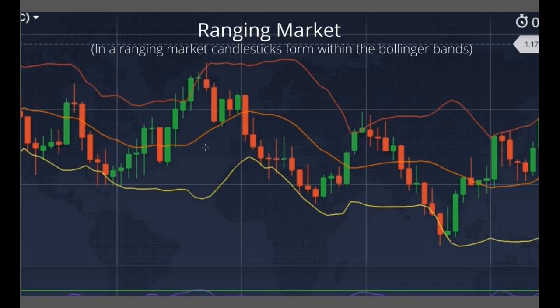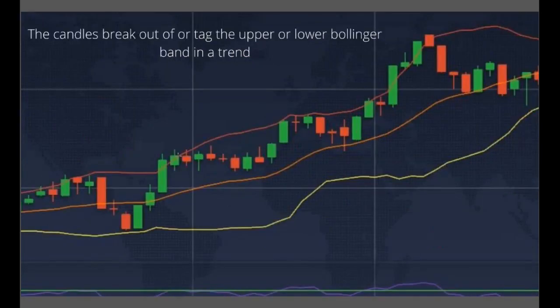So you can see the range in a sideways movement. From left to right, price is not making a lower low or higher low. It's just moving in a sideways fashion. Okay, so let's move on.